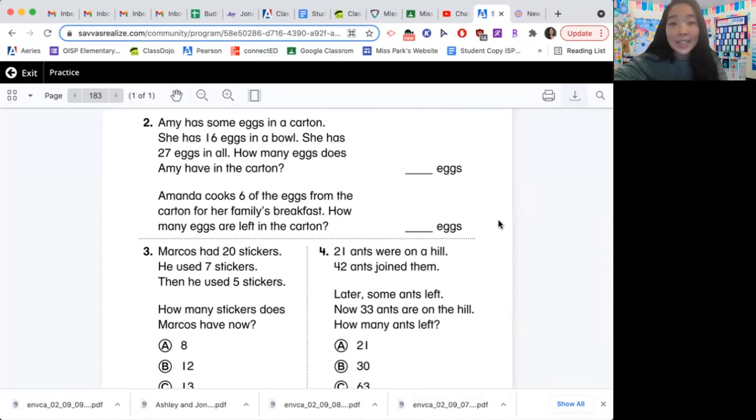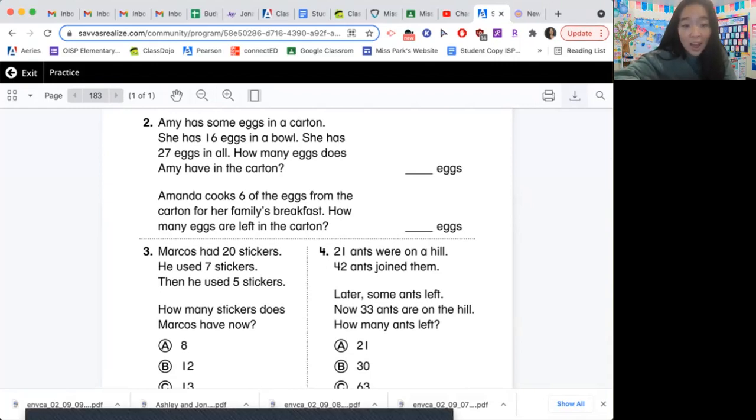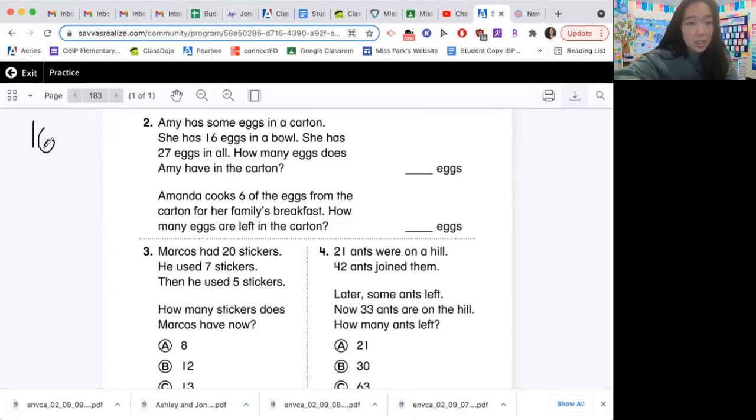No, she has some eggs in a carton. She has 16 in a bowl, and she has 27 in all. So 27 is our total. So we're not adding unless you do it like this. She has 16 in a bowl, some in a carton, but we don't know, but she has 27 in all. So if you want, you can figure it out like this. 16 plus what equals 27?